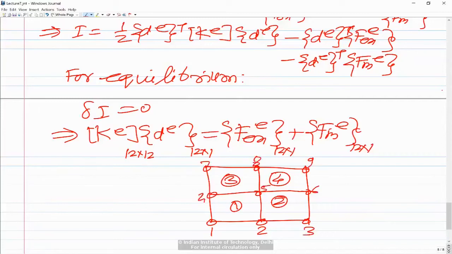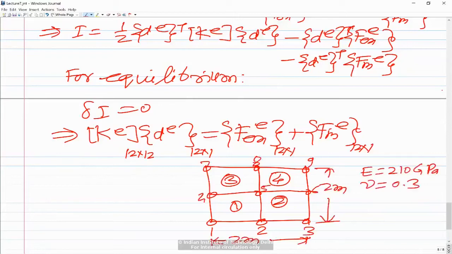You discretize this using 4 incompatible elements, that is, rectangular elements with 4 degrees of freedom. The dimensions are 2 meters by 2 meters, and the Young's modulus is, let us say, 210 gigapascals. Poisson's ratio is 0.3, and Q, a distributed force, is, let us say, 10 pascals, and the thickness of the plate H is 0.001 meters. The boundary conditions are, let us say, all the edges are fixed.